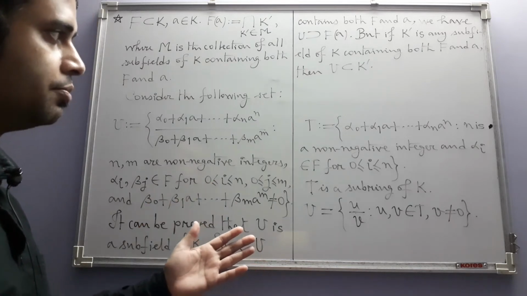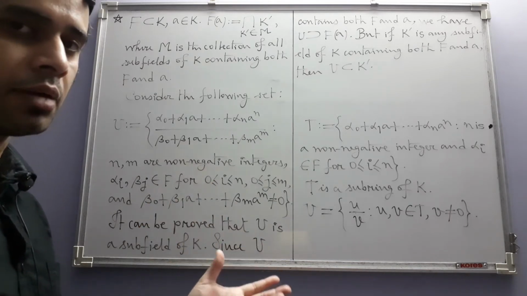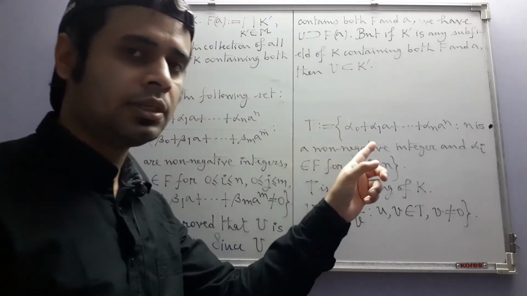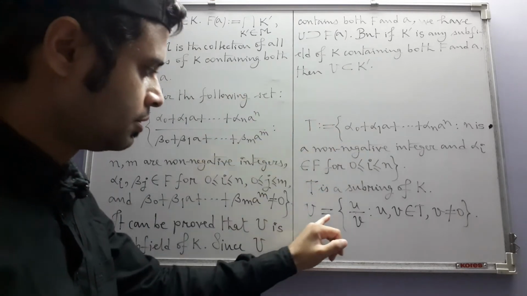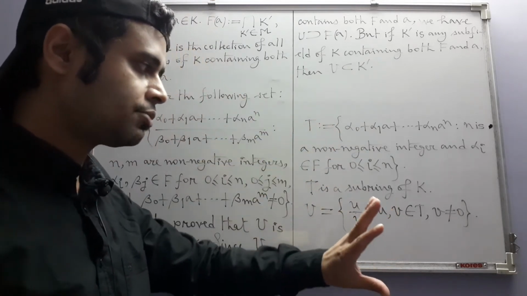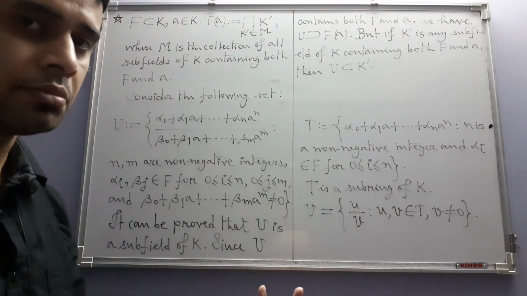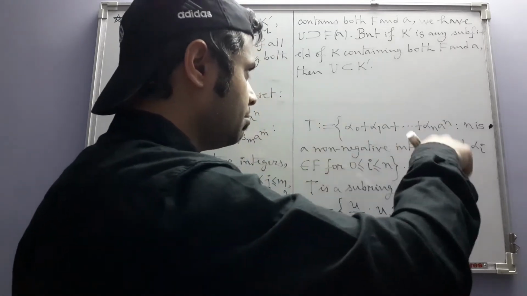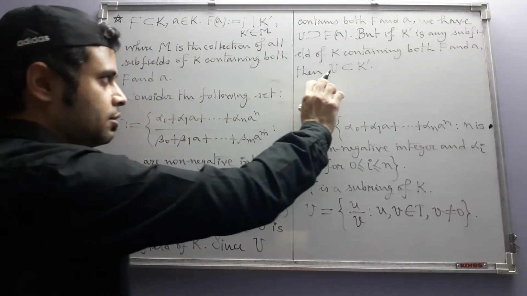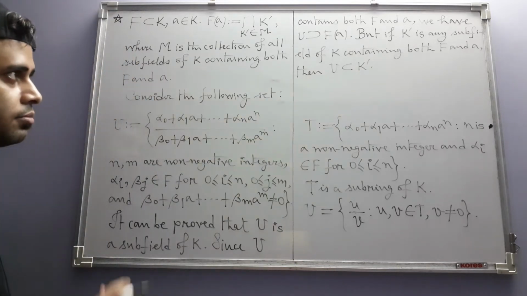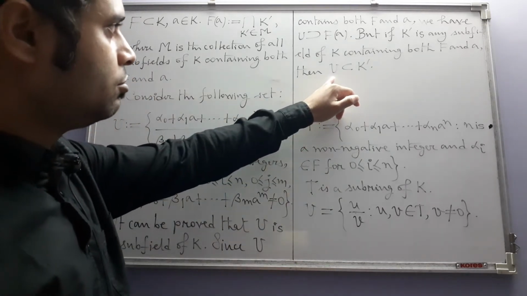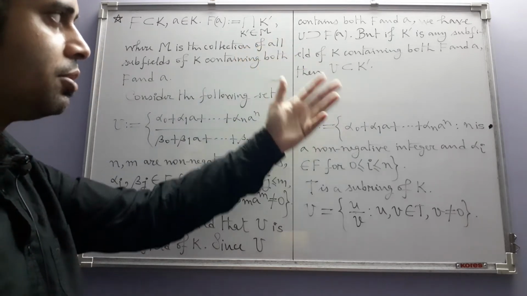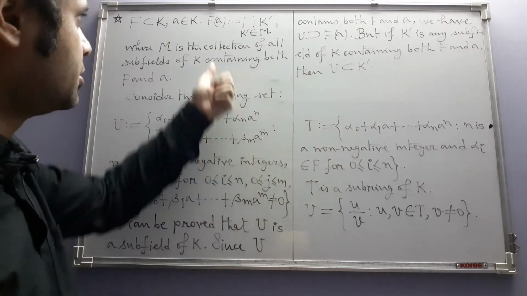But K prime is not just a ring, it's a subfield of K. So after observing that all the elements in T are in K prime, possible quotients of such elements in T will also be in K prime, because it's a subfield. In other words, every element of U will be contained in K prime. So that's why U is contained in K prime. So that means U is contained in every element of M. So U would also be contained in their intersection, which is nothing but F(A).